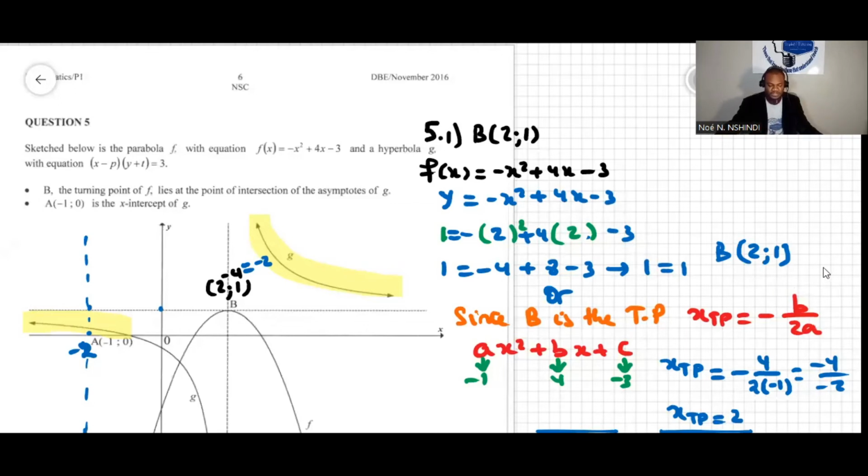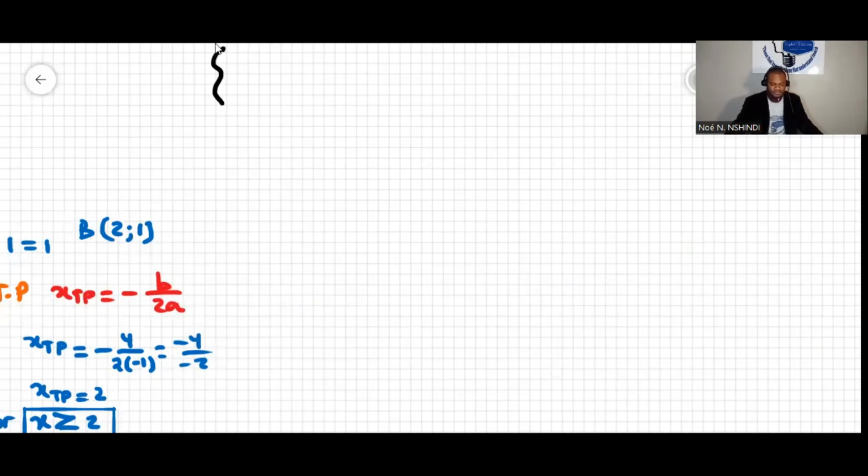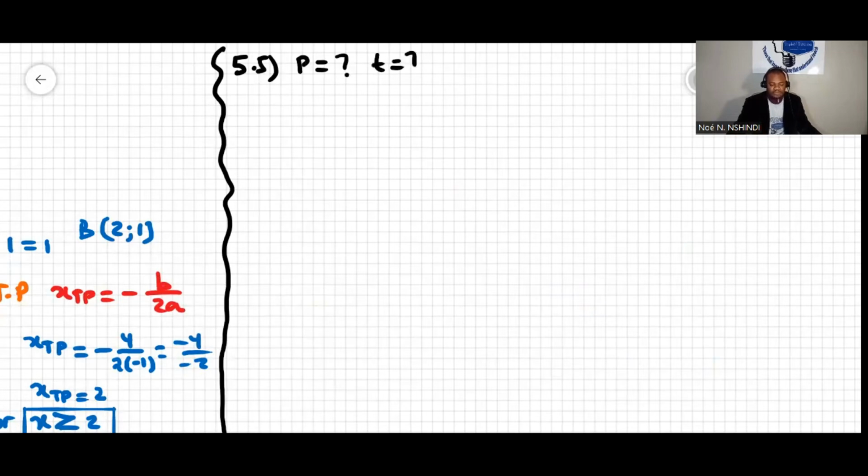I'm going to move my board over here. Because of space, I'm going to write it here. So we want the value of P and T. That's what we want to find. It is given that (x minus P) in a bracket like this, and then (y plus T) equal to 3. So now we need to determine the value of P and the value of T.